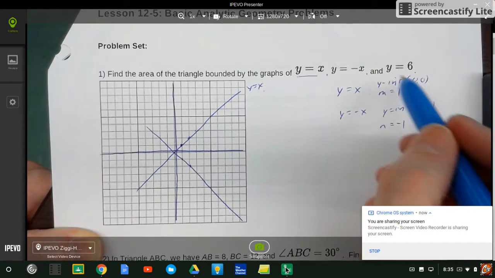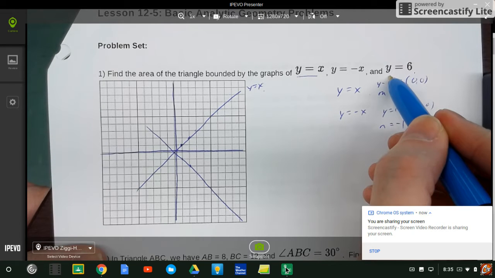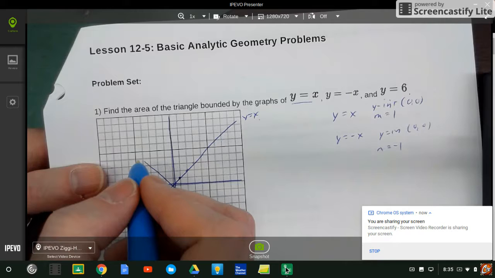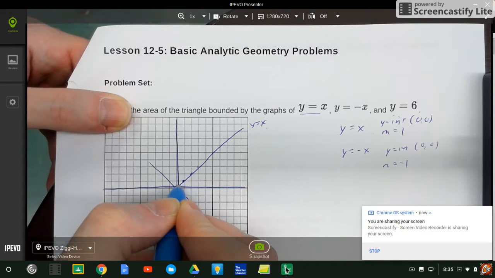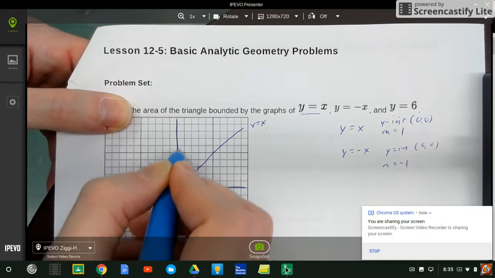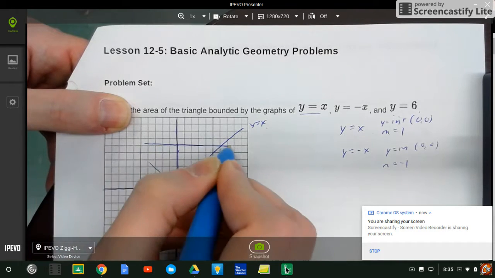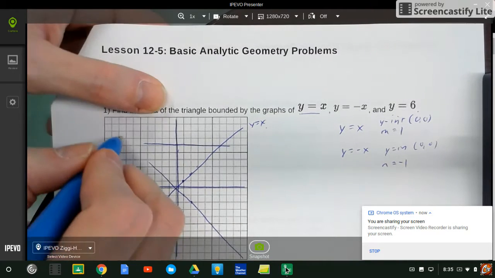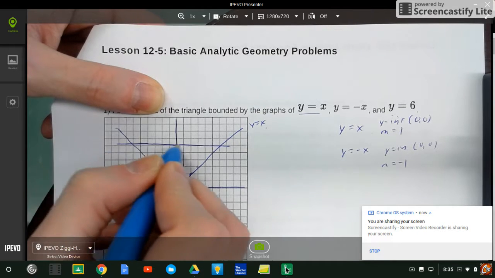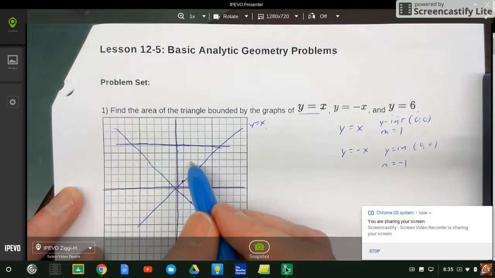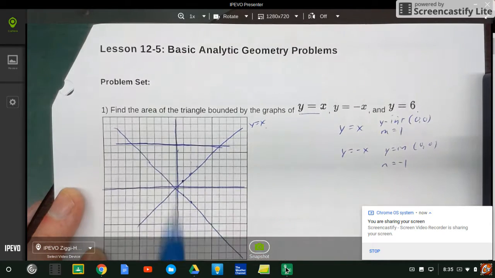The last line is y equals 6. Well, remember, y equals 6 is a horizontal line at 6. So let me go 1, 2, 3, 4. Whoops, I lost count. 1, 2, 3, 4, 5, 6. That's this horizontal line. Okay, well, I need to stretch this out because what we ended up doing is making a triangle right here. And I want to know what the area of this triangle is.